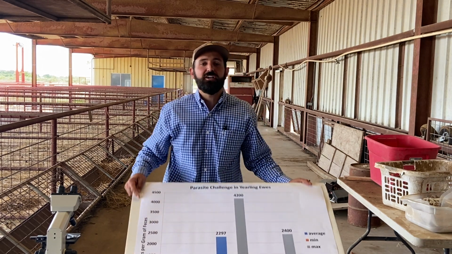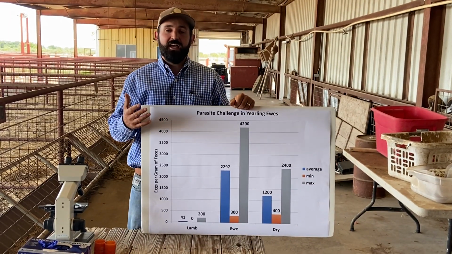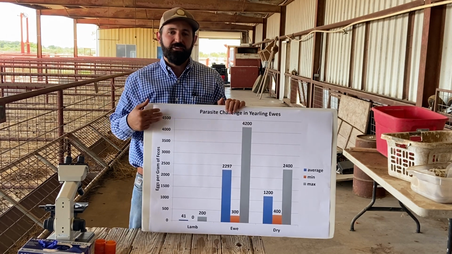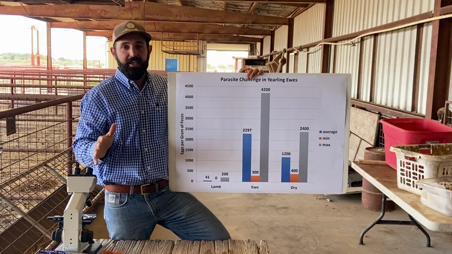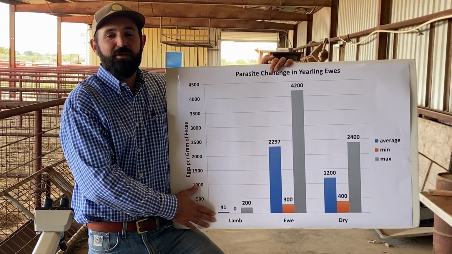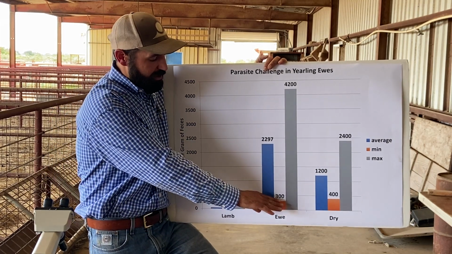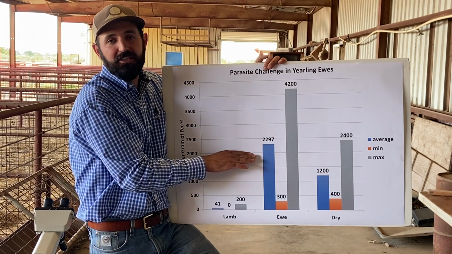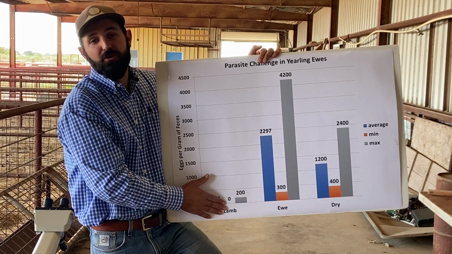Recently we worked with a cooperator in our area to collect some fecal samples for this type of information, and it's plotted here on this graph, and I think this really exemplifies all three of these points. We went to this cooperator with the intention of just sampling his lambs. Here on the left, as you can see, the variability in the lambs' fecal samples was basically nothing. On this graph, the orange bars represent the minimum within the contemporary group, the gray bars represent the max, and the blue is the average. The lambs' fecal egg counts only range from 0 to 200.